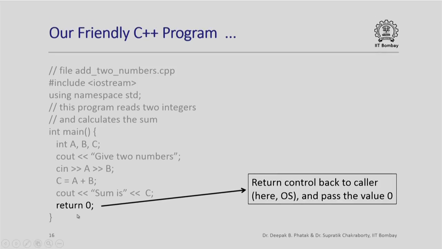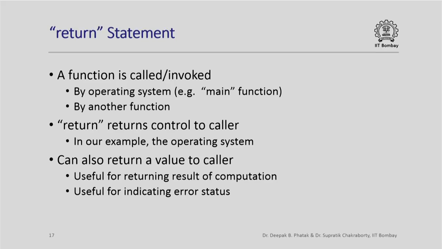Here at the end of the program we have a statement called return 0. This is also a very important component of a C++ program. This is used to return control back to whoever called the function. Here we are in the main function, so whoever called the main function, that is the operating system in our case. By executing the statement we are returning control back to the operating system, and we are also passing the value 0 back to the caller, here the operating system. So a return statement is basically used to return control to whoever called the function.